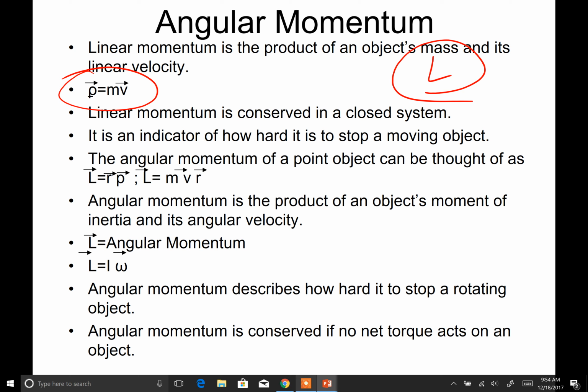Angular momentum, on the other hand, can be thought of as the radius, or the r, times the linear momentum. That might give us mvr, since linear momentum is m times v. We can also think of angular momentum as the product of an object's moment of inertia and its angular velocity. And that's typically how we're going to calculate it in this class. So angular momentum equals I, the moment of inertia, times the angular velocity. Angular momentum describes how hard it is to stop a rotating object. Like linear momentum, it's conserved as long as no net torque acts on the object.